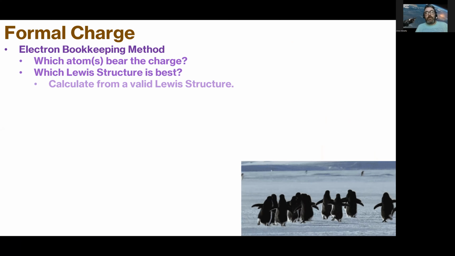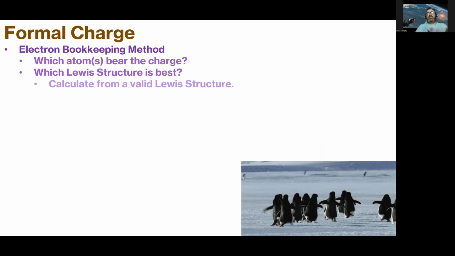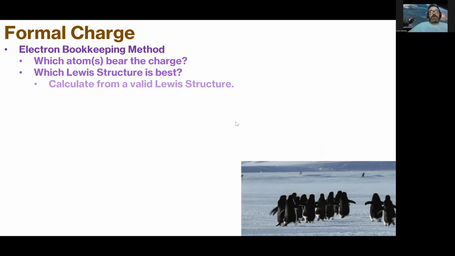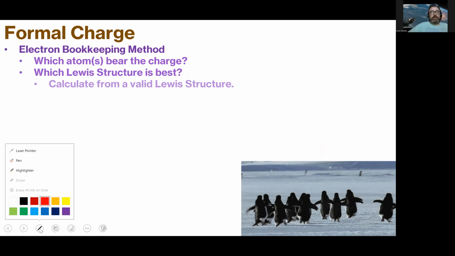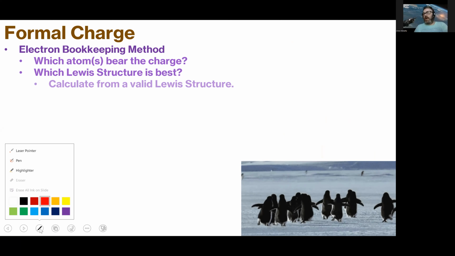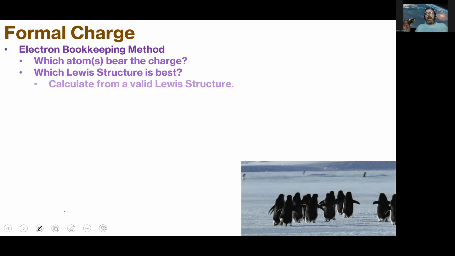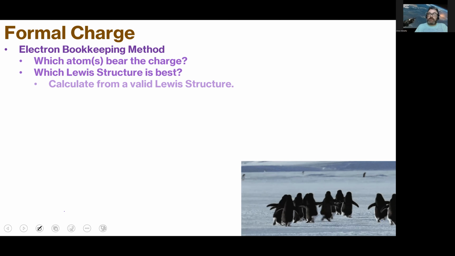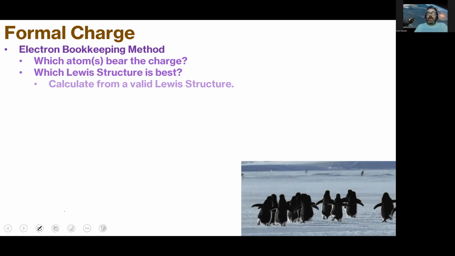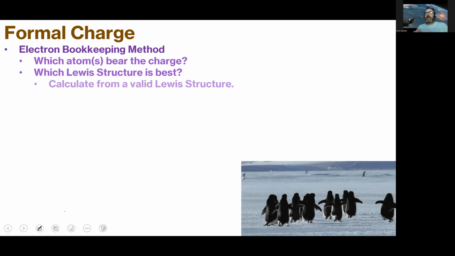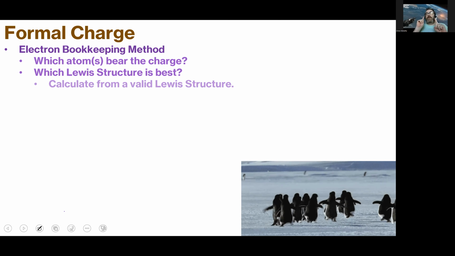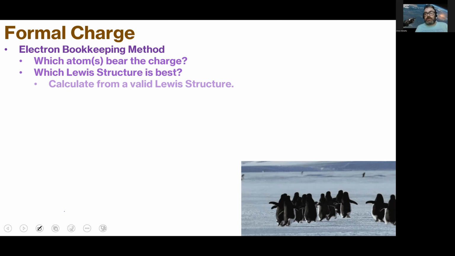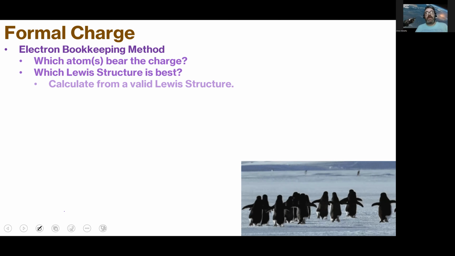Formal charge is an electron bookkeeping method. This is good for figuring out which atoms in a compound bear the charge. Like if you have a polyatomic ion, we can figure out where the charge is. If you have a variety of Lewis structures that are all reasonable, it'll let you figure out what the best Lewis structure is. And we can calculate the formal charge based on a valid Lewis structure. So as long as you have a valid Lewis structure, we can get the formal charge taken care of.